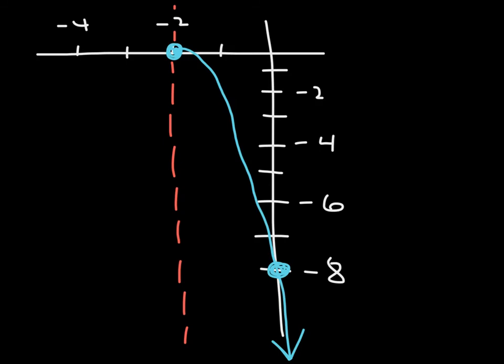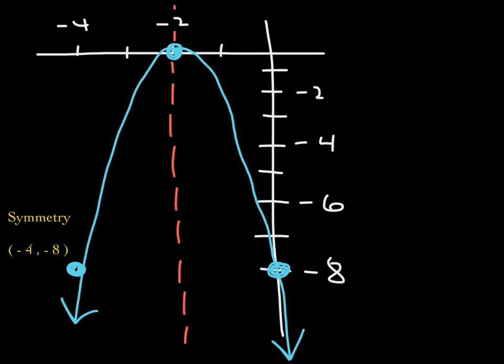Now remember how this works. This point here, the y-intercept, is 2 units away from the AOS. Look at it. That's 2 units away from the AOS. That means its mirrored image would be on the opposite side of the AOS, also 2 units away. So then what would be the mirrored image of (0, negative 8)? Negative 4, negative 8. That's right. This point here is being found by using symmetry: (-4, -8). All right, everybody? Very good.